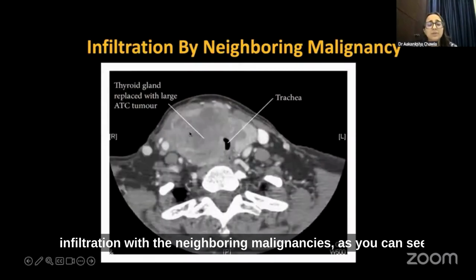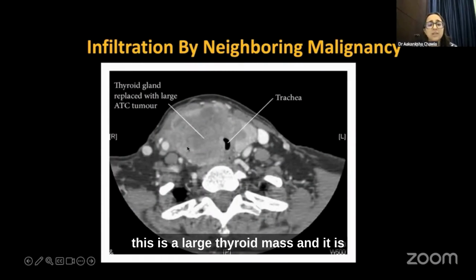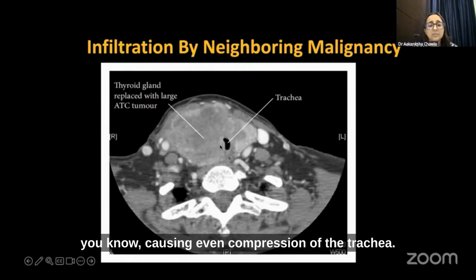Now, again, infiltration with neighboring malignancies. As you can see, this is a large thyroid mass, and it is displacing and even causing compression of the trachea.